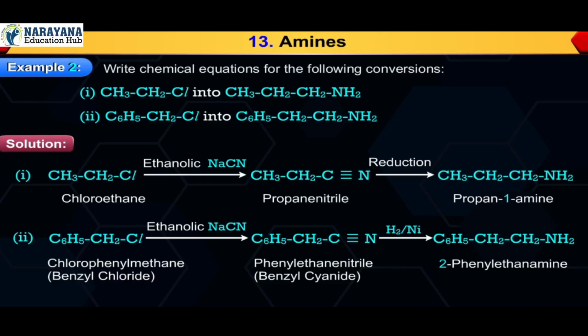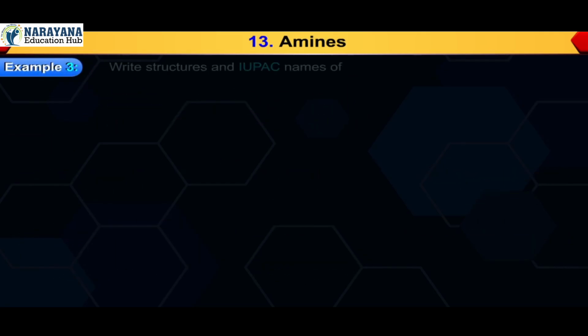2. C6H5CH2Cl, chlorophenylmethane, that is benzyl chloride, in the presence of ethanolic NaCN gives C6H5CH2C≡N, phenylethanenitrile, that is benzyl cyanide. In the presence of H2/Ni this gives C6H5CH2CH2NH2, 2-phenylethanamine.